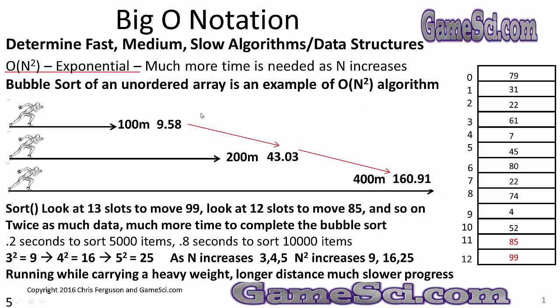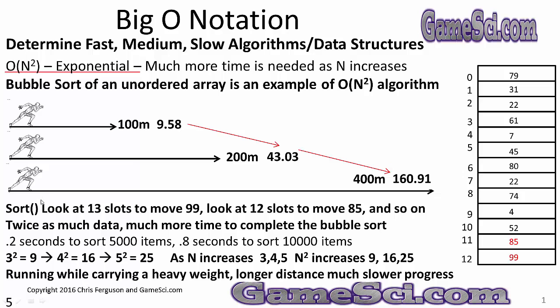How would this work? Well, look at my sprint times. 100 meters, 9.58. 200 meters, 43.03. That's a huge increase in the amount of time. 400 meters, 160 seconds, 0.91. Notice how the time it takes to go the distance dramatically increases as the distance increases. Well, sort algorithms perform this way.